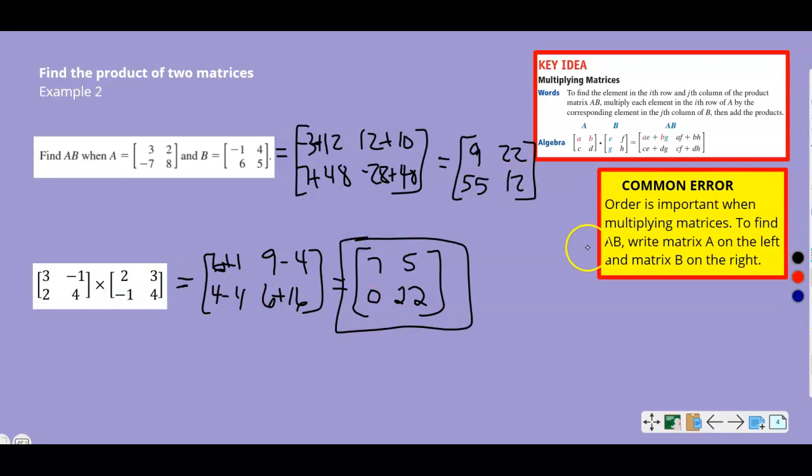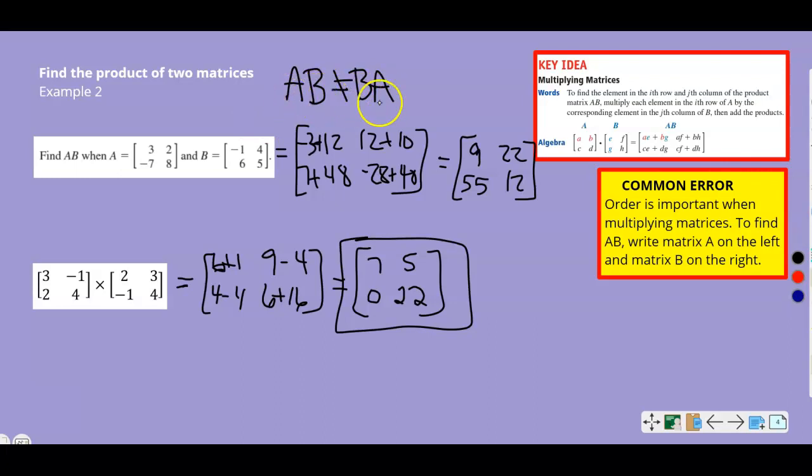Now, common error. Order is very important when you are multiplying matrices. If you reverse the order, then you're going to get a different product matrix. So because it's a 2 by 2, you can multiply, like in this case, matrix A times matrix B. You can multiply B times A, but you're going to get a different product matrix than you will if you do A times B. So the product of A times B does not equal the same thing as B times A.